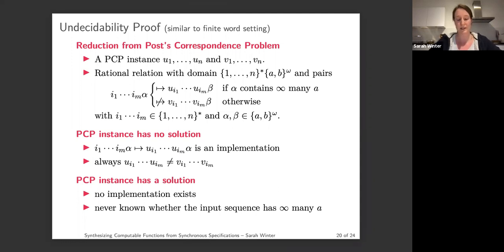Okay, when the PCP instance has a solution, then we can't build an implementation, because no deterministic machine can know whether the remainder will have infinitely many A's or not. So we don't know whether to produce the U's or to avoid it. So it's not possible to have an implementation.